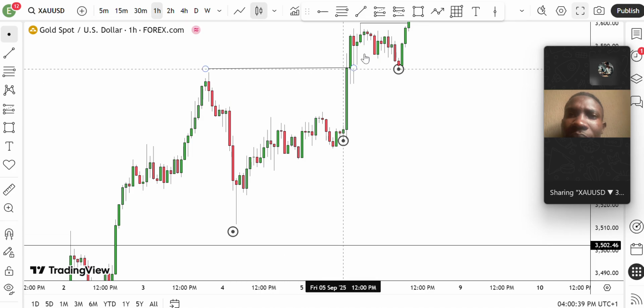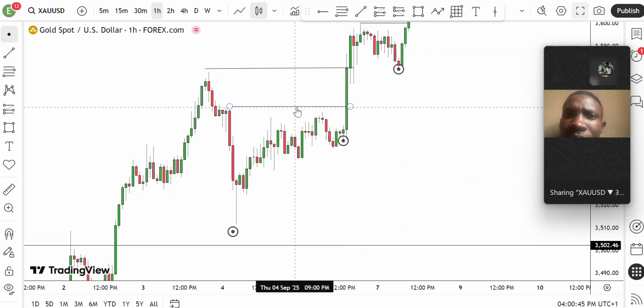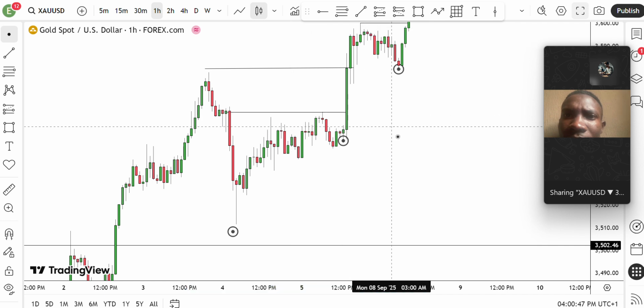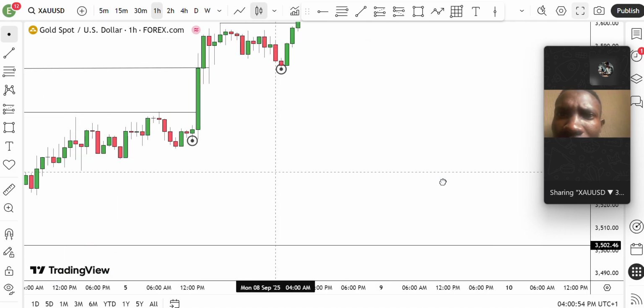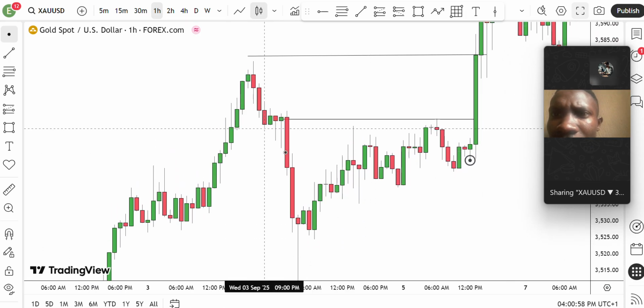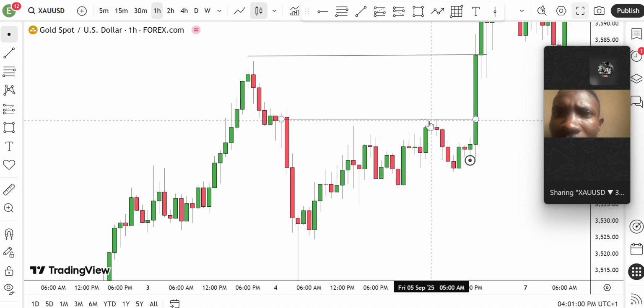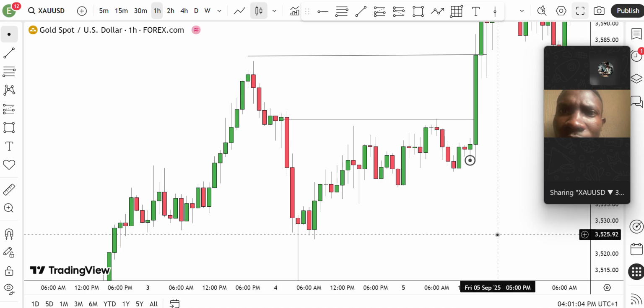Do you see this area? What's happening here? In this area, this is supposed to be a good area for supply. Of what?